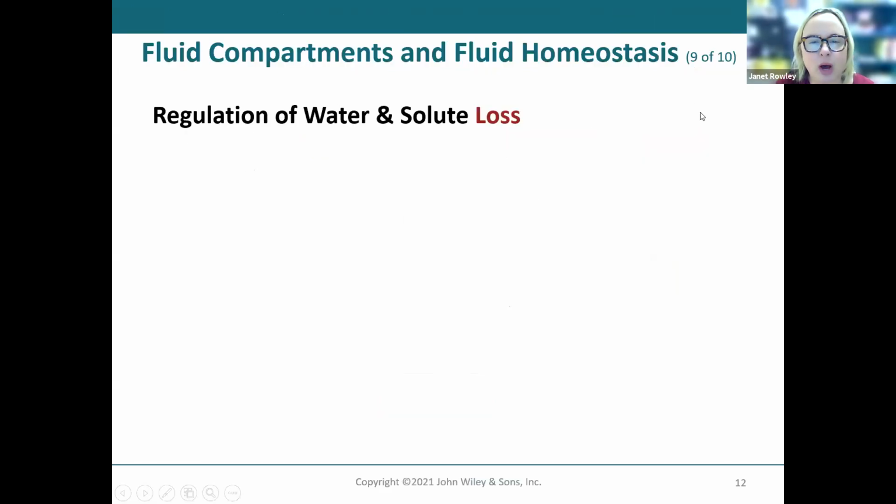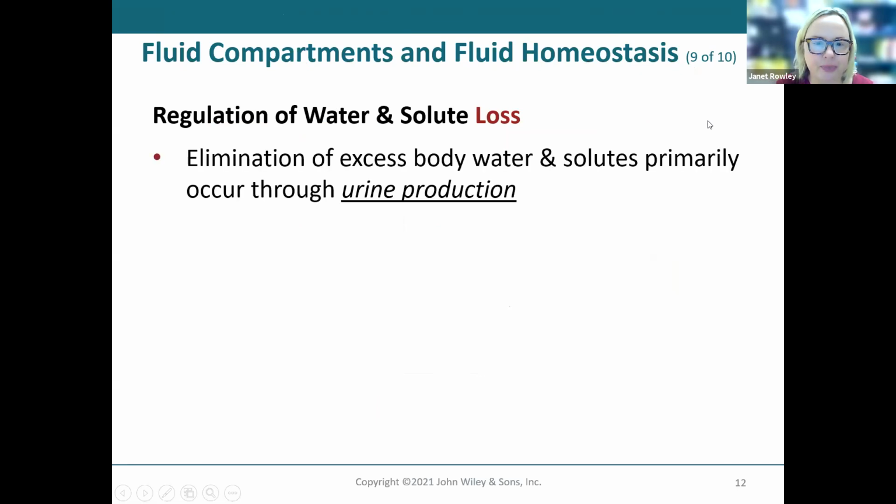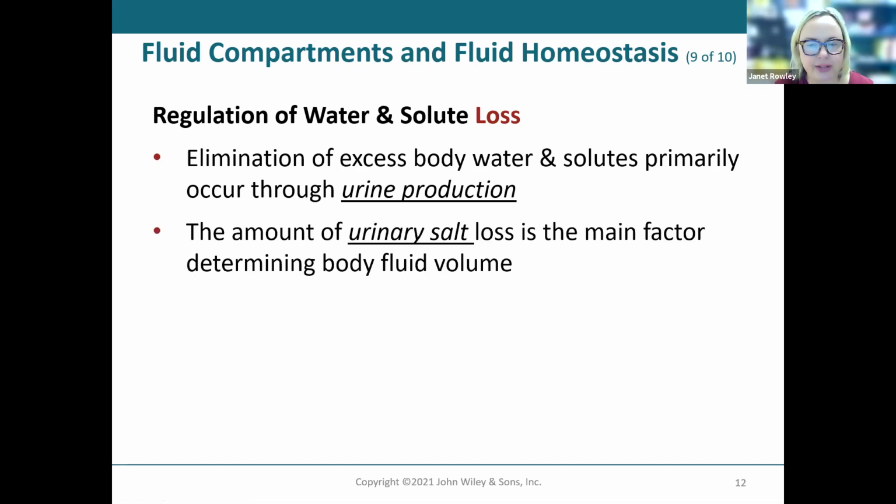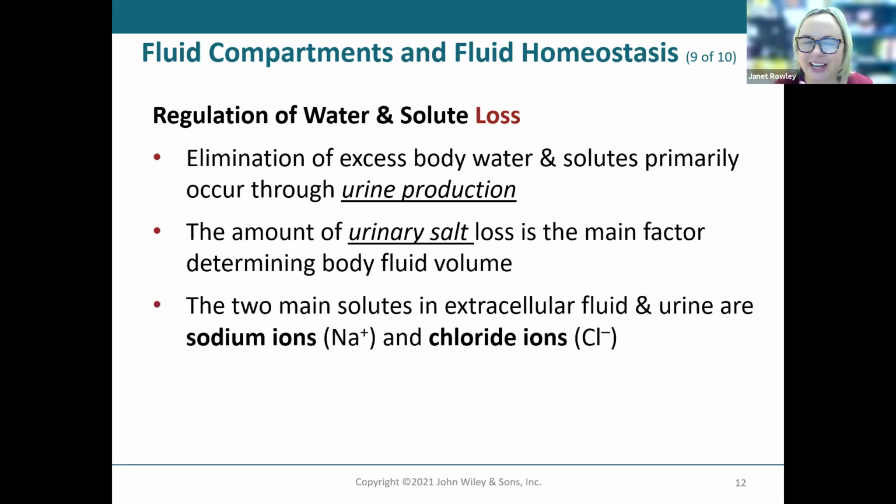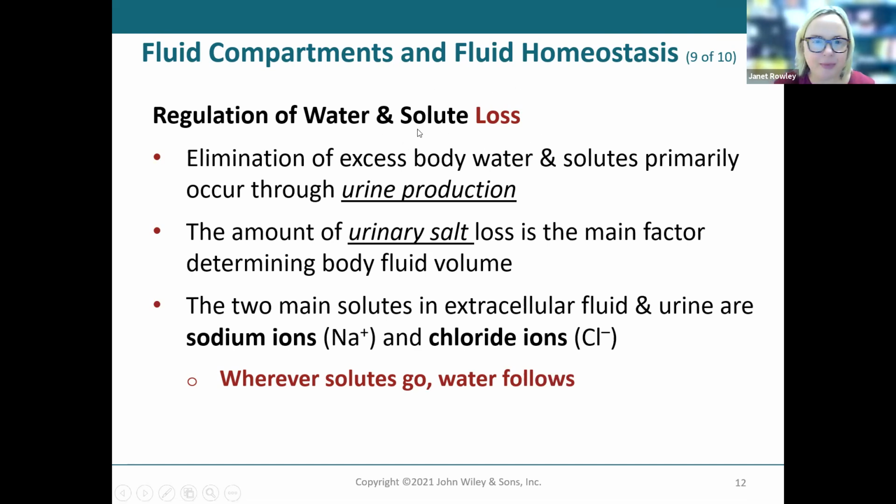So how do we regulate water and solute loss? Elimination of excess body water and solutes primarily occurs through urine. The amount of urinary salt loss is the main factor determining our blood volume, our body fluid volume. The two main solutes in extracellular fluid and urine are sodium ions and chloride ions. Wherever solutes go, water follows. So if we regulate the solute concentration, then we in turn regulate the water concentration.